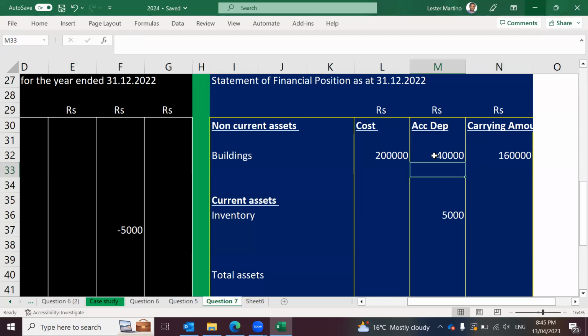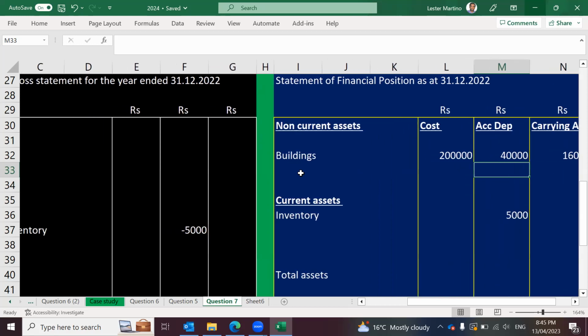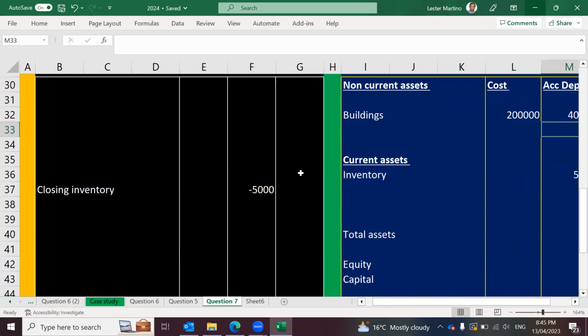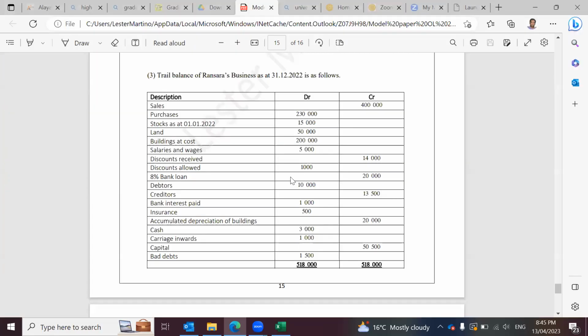So give more priority to the adjustments. Because in case you don't have time, you will get more marks if you have completed your adjustments. So that is the starting point for any profit or loss statement and statement of financial position question. Next one.